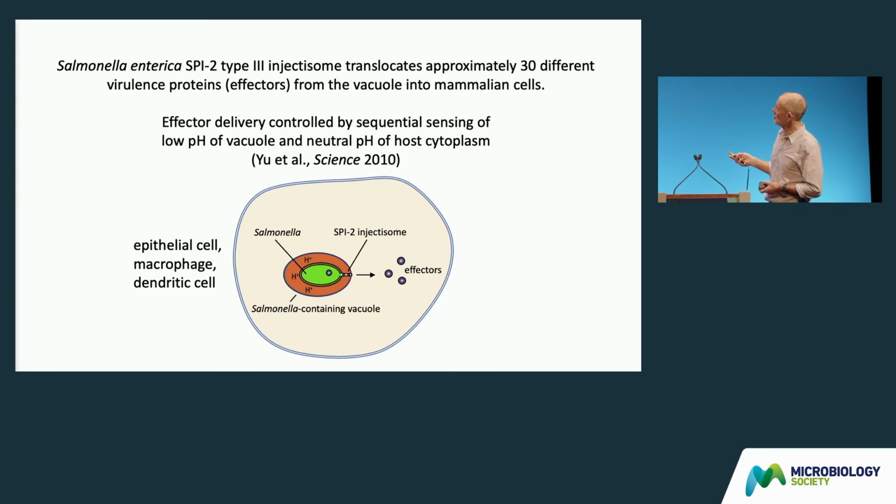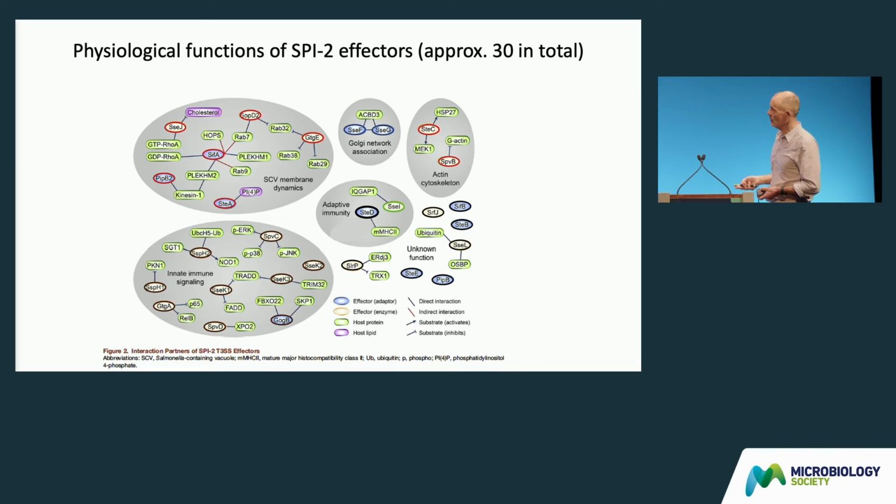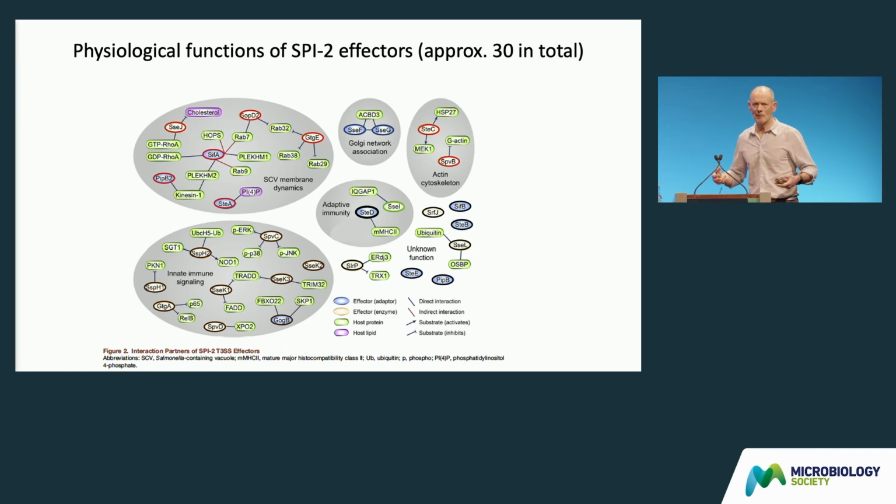And by sequential sensing of the low pH of the vacuole, and then when this pore is formed in the vacuole membrane, the sensing of the neutral pH of the host cytoplasm to enable selective delivery of effectors into the host cell. So what do these effectors do? Again, many groups have contributed to our understanding of the functions of these effectors, and their physiological functions break down broadly into 3 or 4 groups.